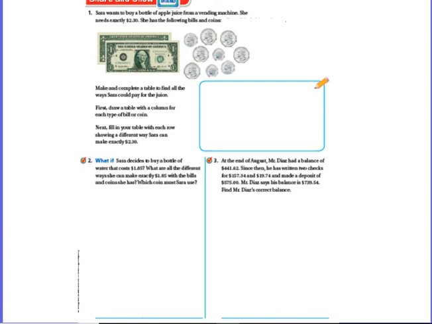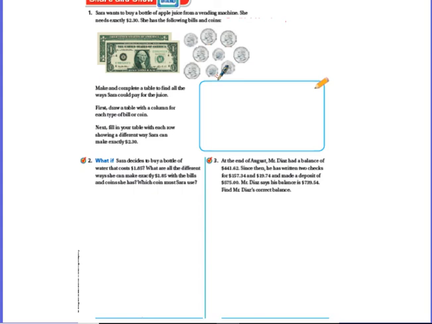She has the following bills and coins. So first, let's draw a table in the column. So what we look here, what does she have? She has $2, and she has 1, 2, 3, 4 quarters, 5 quarters. So she has $3, $4.25, and then she has 2 dimes and 2 nickels.